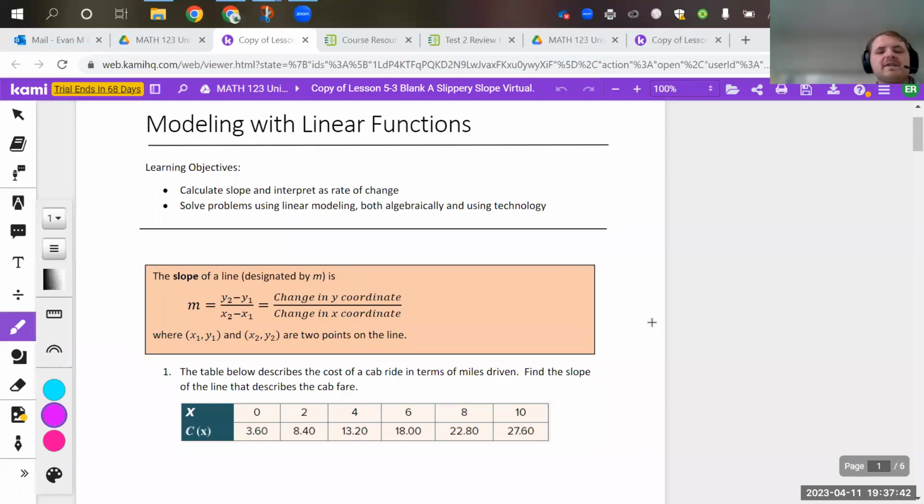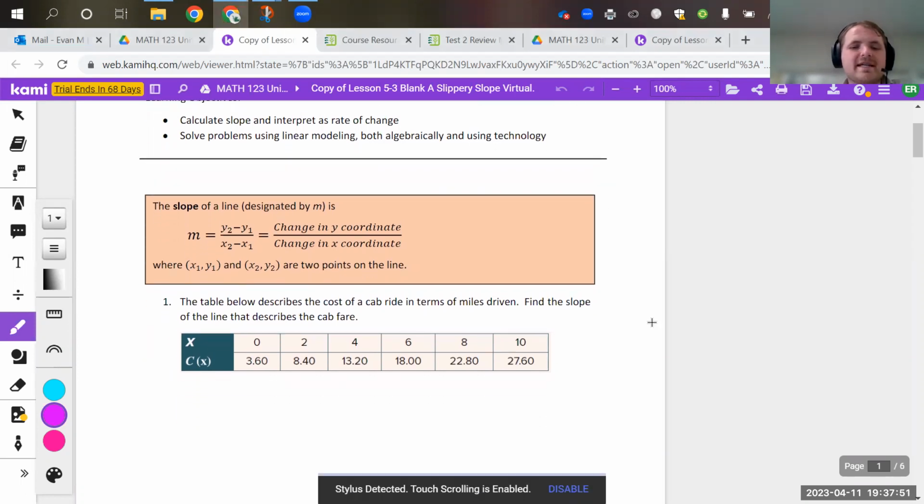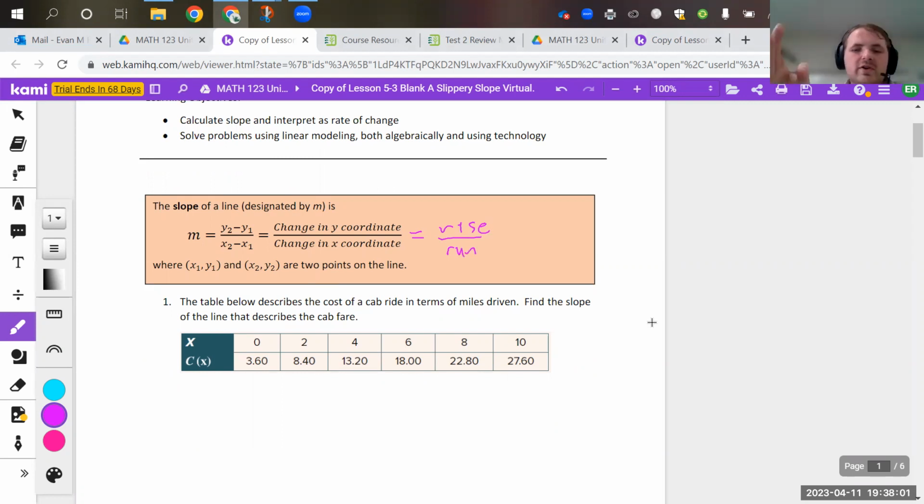So on the previous page, it was kind of killing me not to talk more about slope because I just like this form a lot more. So the slope again tells us how to move, and so it's the change in the y over the change in x, or a lot of times that's called rise over run. So how am I moving vertically, and how am I moving horizontally?